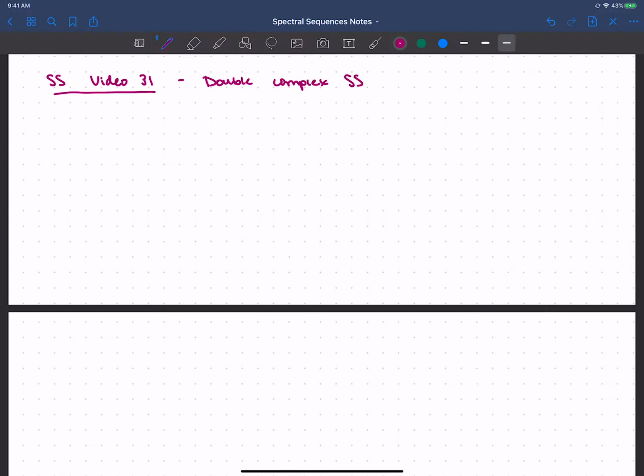Okay, so in this video I want to talk about the double complex spectral sequence. And the spectral sequence from a double complex is one that often comes up, especially in algebraic geometry. So this is an important example, and I think even in algebra and algebraic geometry, people tend to think of, well, most spectral sequences come from double complexes. But really we're going to see that this is a special case of the spectral sequences that we already know and love. So let's see how this arises.